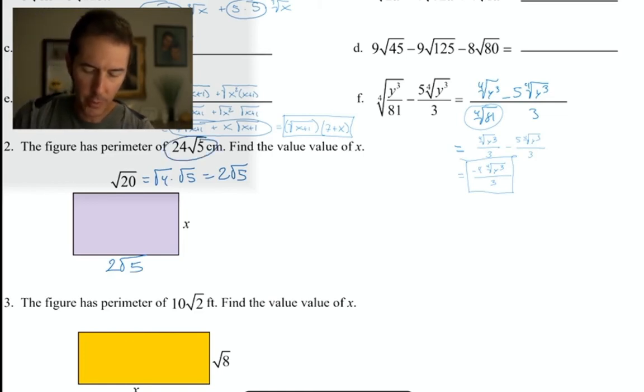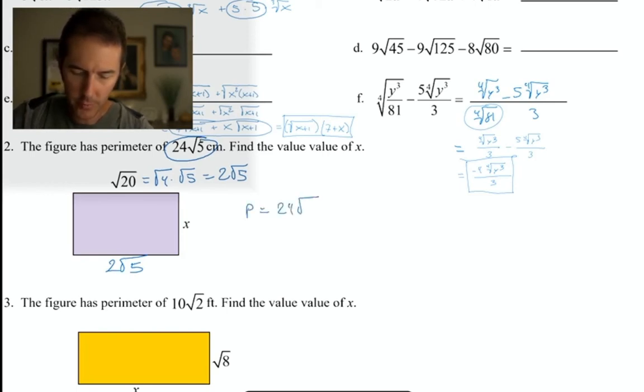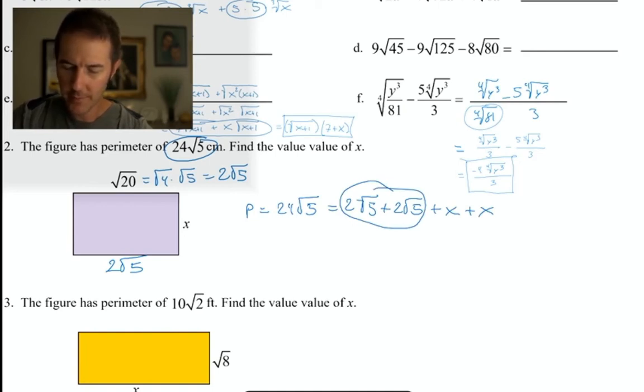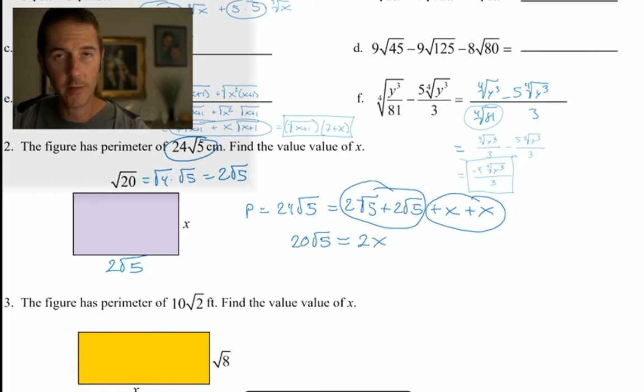Well, the entire perimeter is 24 square roots of 5. So perimeter equals 24 square roots of 5, which is equal to the 2 root 5 that we had on the top plus the 2 root 5 that we had on the bottom plus an x on the right-hand edge plus an x on the left-hand edge. So let's subtract 4 square roots of 5 from both sides of this equation. 24 root 5 minus 4 root 5 is equal to 20 square roots of 5 equals, combined like terms, x plus x makes 2x, not x squared, that's x times x. This is x plus x, so it's just 2x.